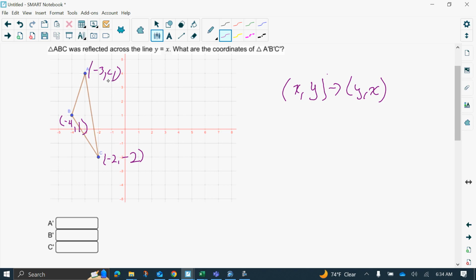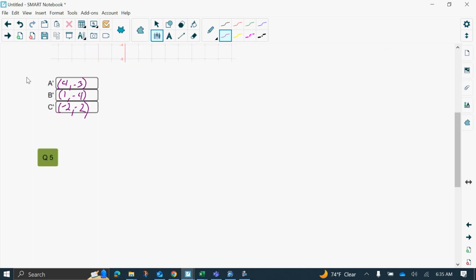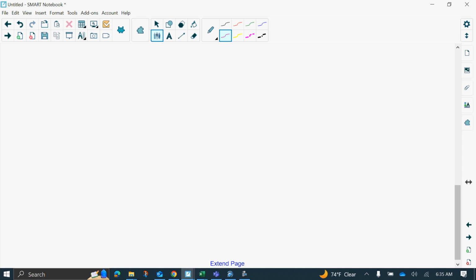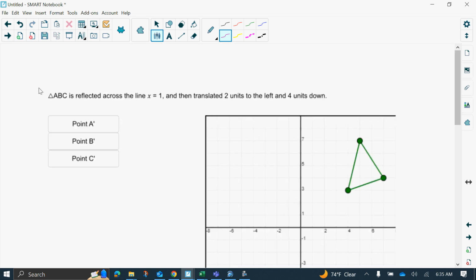Well, if I switch the order, A goes to 4, -3. B goes to 1, -4. Because I'm just switching the order. I'm not changing any signs. And this one, -2, -2. And we're done. And 5 gets its own page. Well, it goes to the next page.